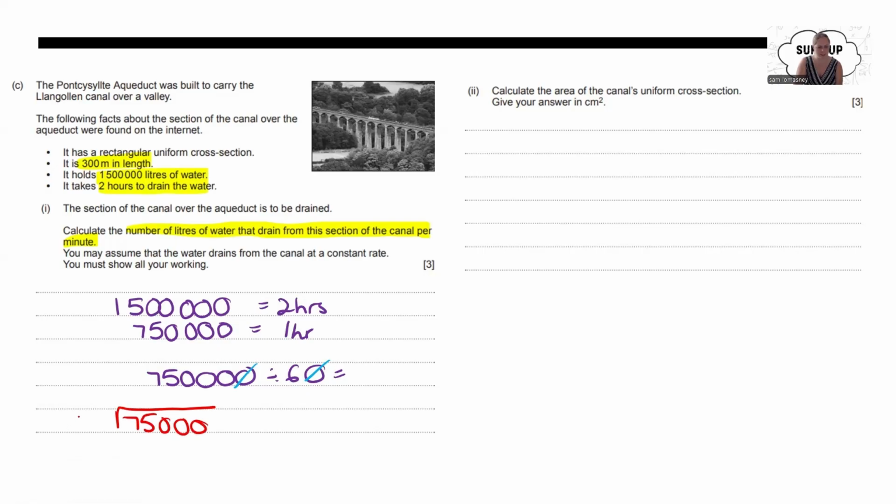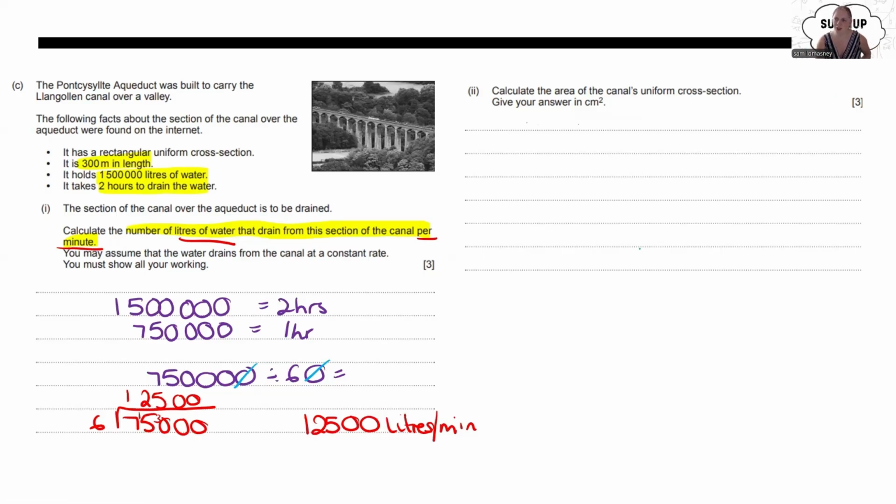6 into 7 goes 1, carry the 1 over. 2. Carry the 3 over. 5. Oh, not bad at all. 12,500 liters per minute. And I got that from the question, so liters of water per minute. If you're wondering how do I do the units, that's what I've done.